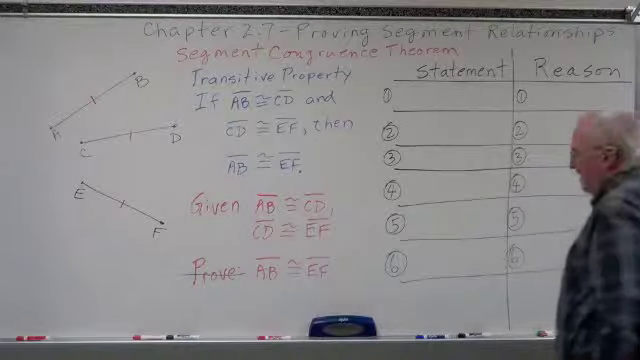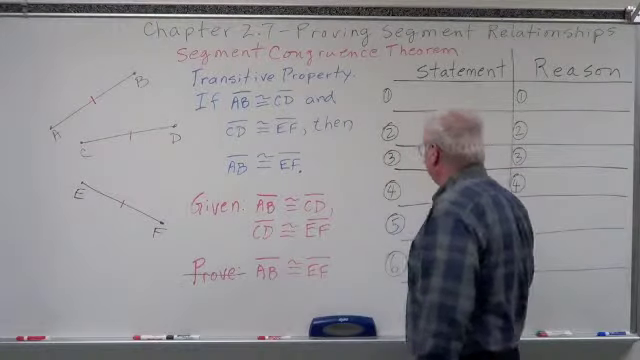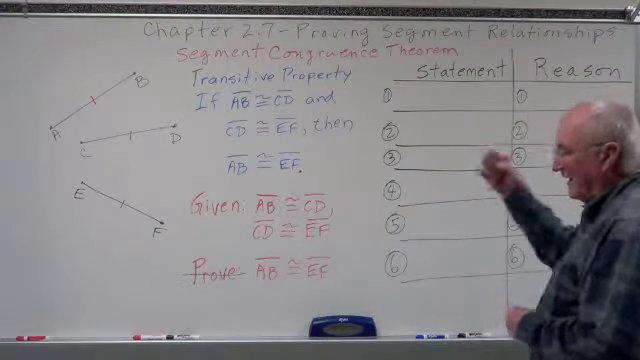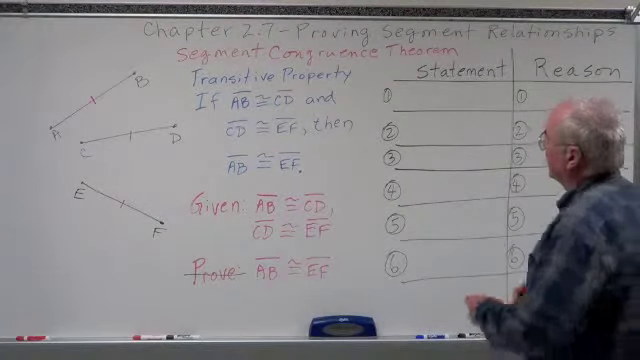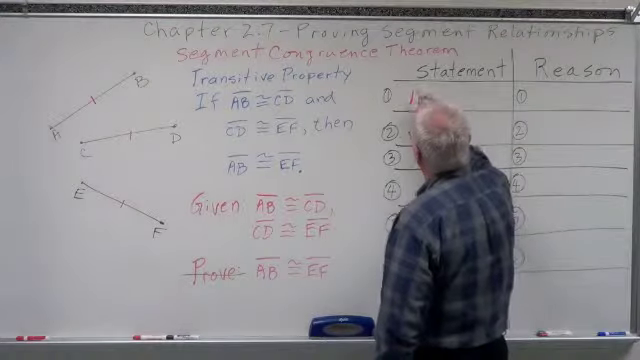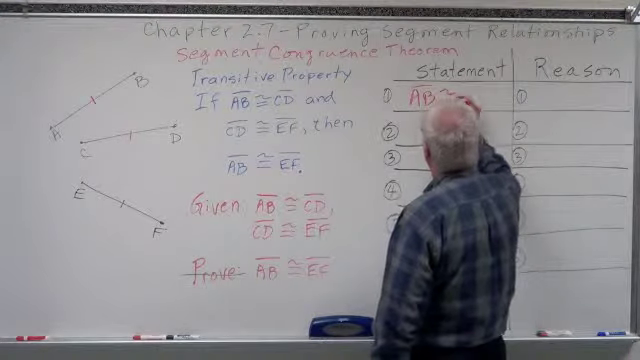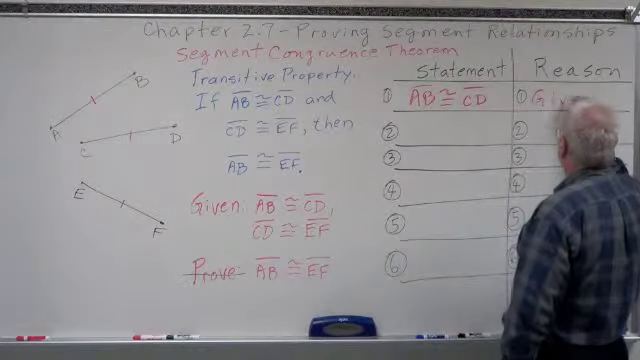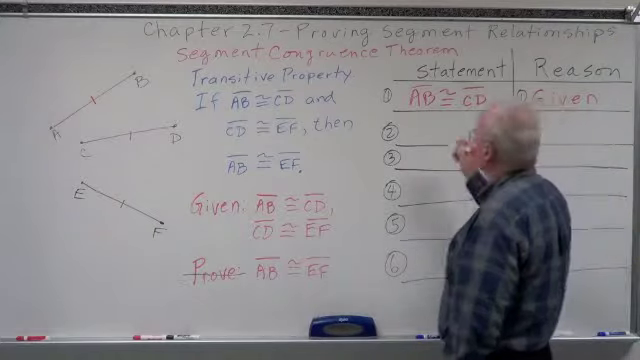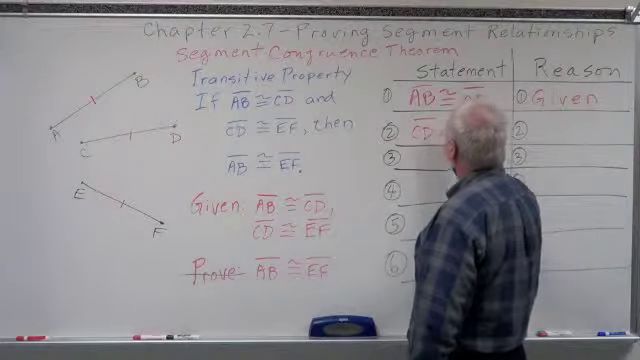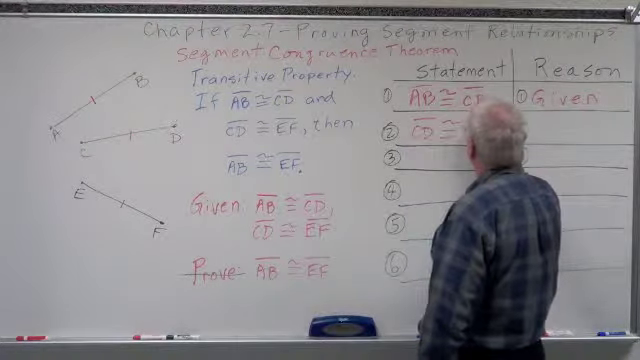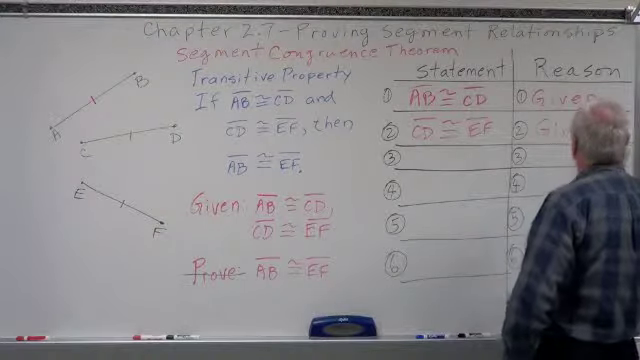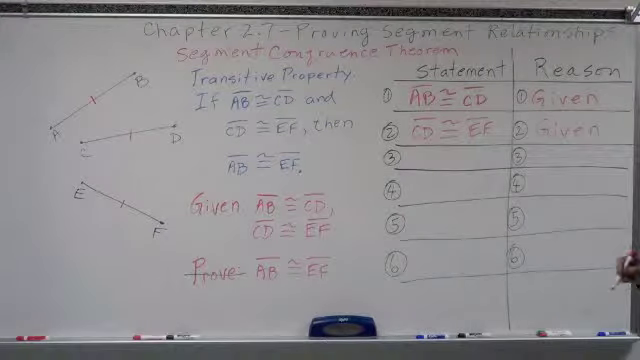Okay? So, I always like to start out with the reasons being the givens. So I'm going to put the givens down. I like to list them one at a time. Our first given is segment AB is congruent to segment CD. Why? They told me so. Given. Second given, segment CD is congruent to segment EF. Why? It was given to me. They told me so. It was a hypothesis.